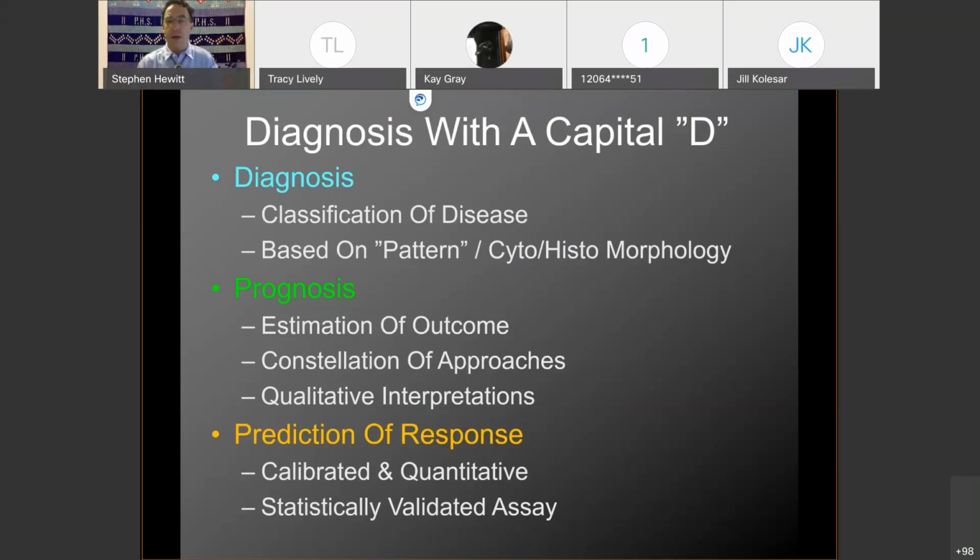Prognosis is prediction of outcome. Constellation approaches and tools are available and have much more qualitative interpretation. Whereas prediction of response biomarkers are calibrated and quantitative and statistically validated. And they're going to have clear, clean, and understood performance about the cut point, which we'll talk about again in a moment, hopefully.